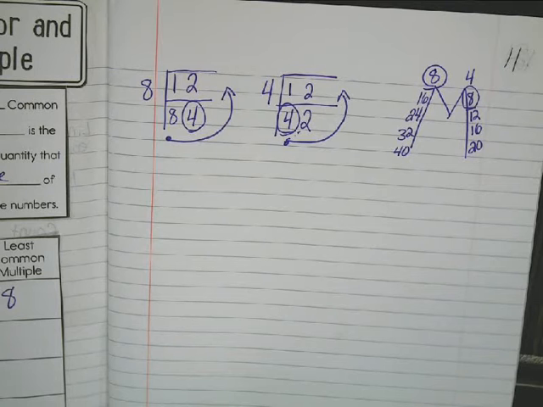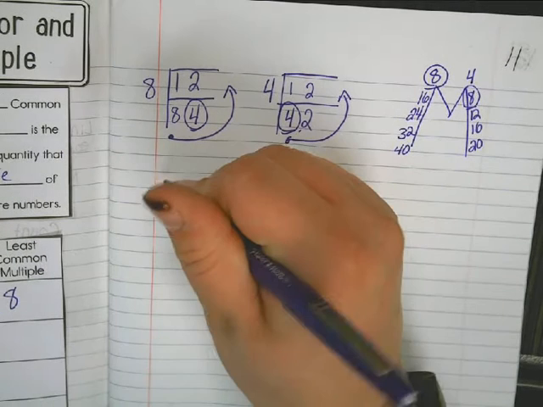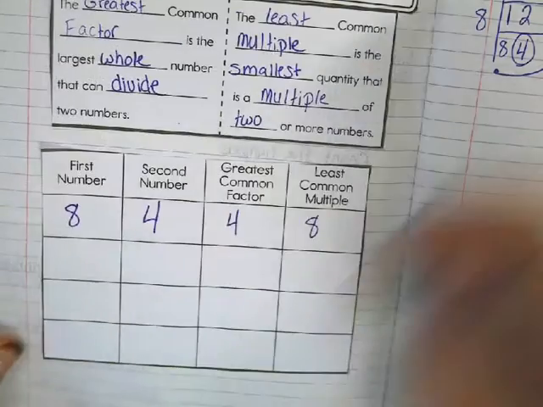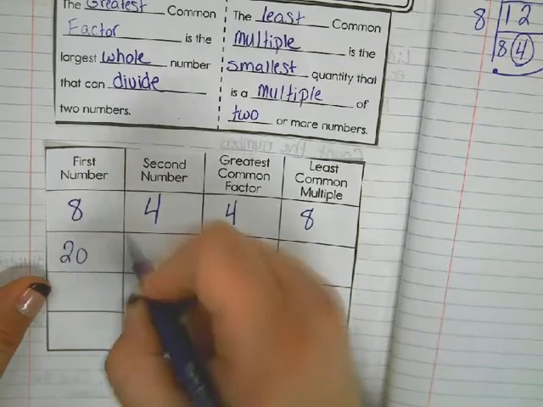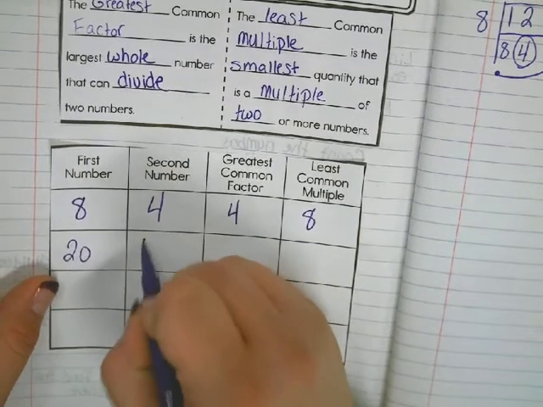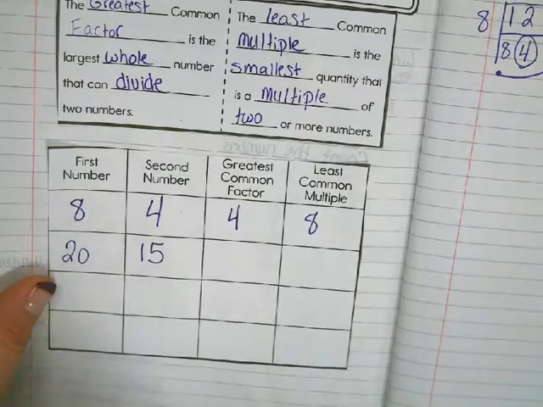Okay, let's try your next 2 numbers. 20, I'm going to go right back to it, Krista. 20 and 15. So first number is 20, second number is 15.